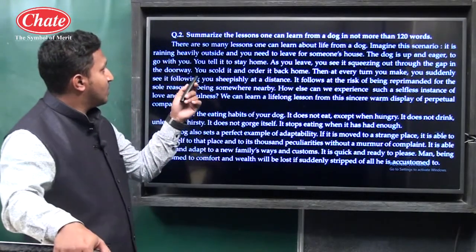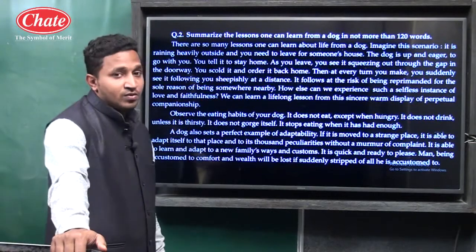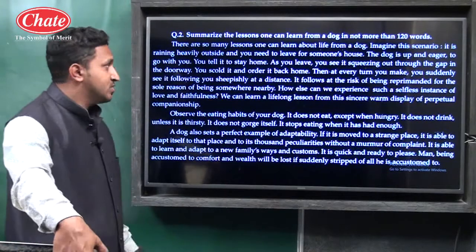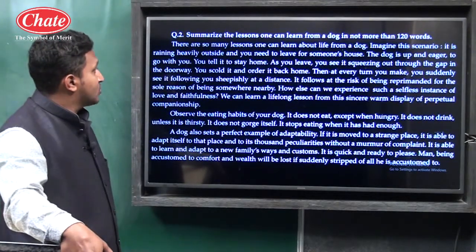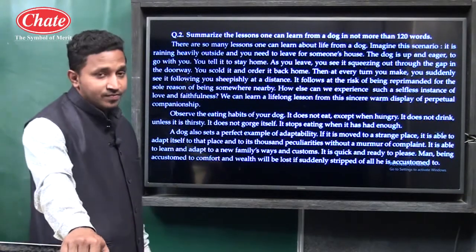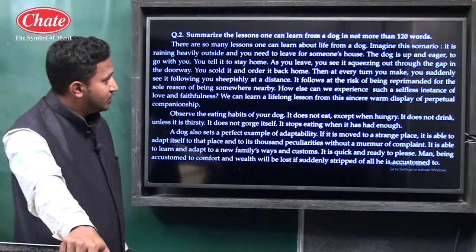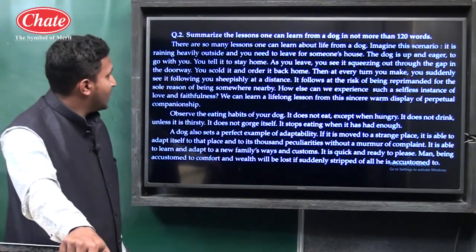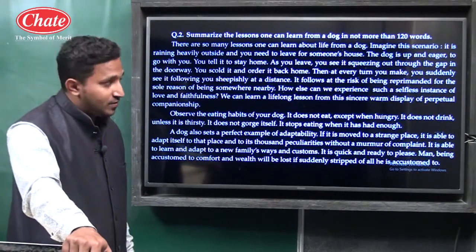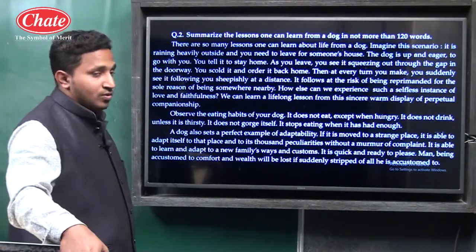Summarize the lesson one can learn from a dog in not more than 120 words. So here also the passage is given and we have to write the summary of this passage. There are so many lessons one can learn about life from a dog. Imagine this scenario. It is raining heavily outside and you need to leave for someone's house. The dog is up and eager to go with you.